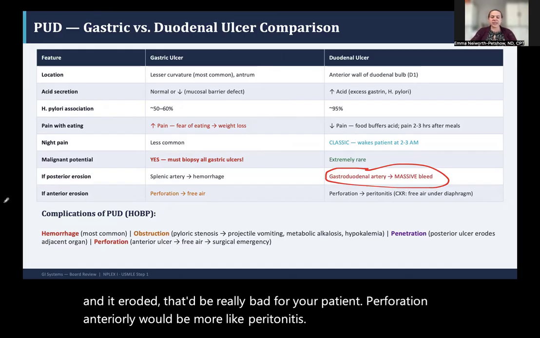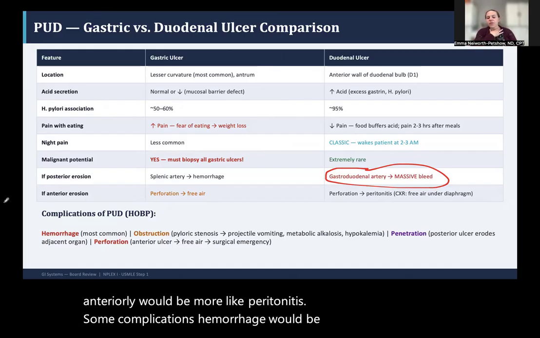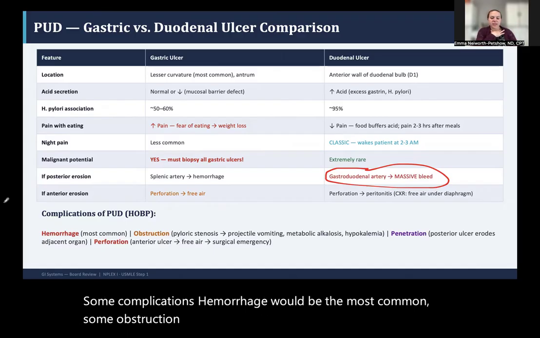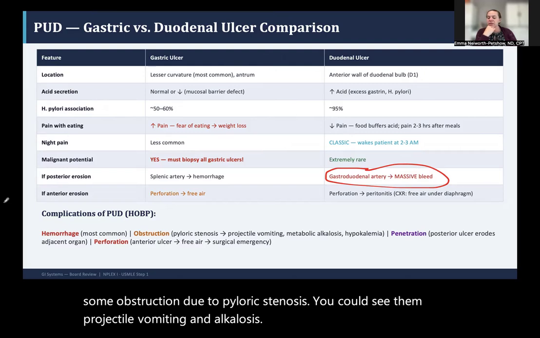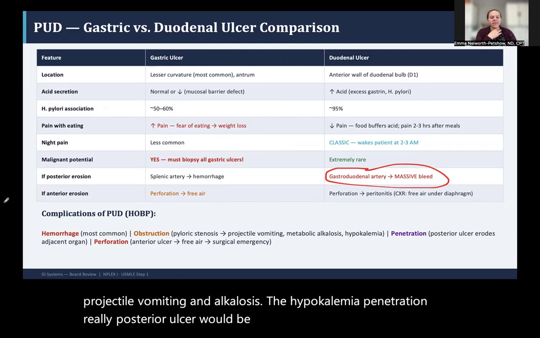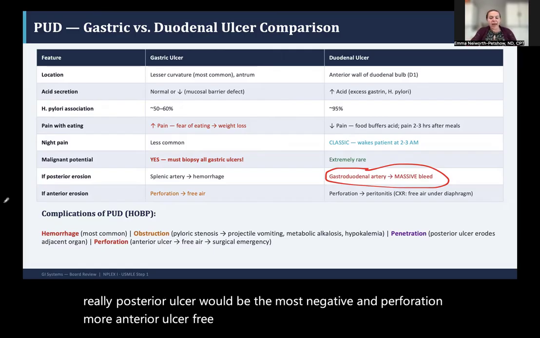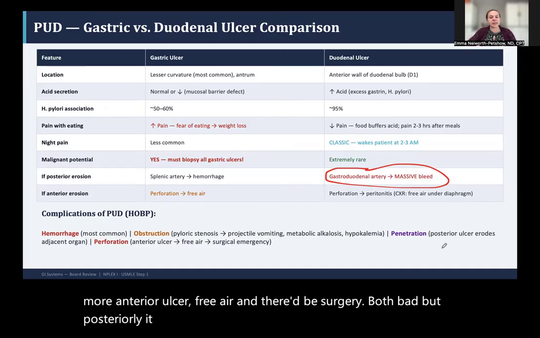Perforation anteriorly would be more like peritonitis. Some complications: hemorrhage would be the most common, and some obstruction due to pyloric stenosis. You could then see projectile vomiting and alkalosis, a hypokalemia. Penetration, really posterior ulcer, would be the most negative, and perforation, more anterior ulcer, free air, and that'd be surgery. Both bad, but posteriorly it would be potentially quickly life-threatening.